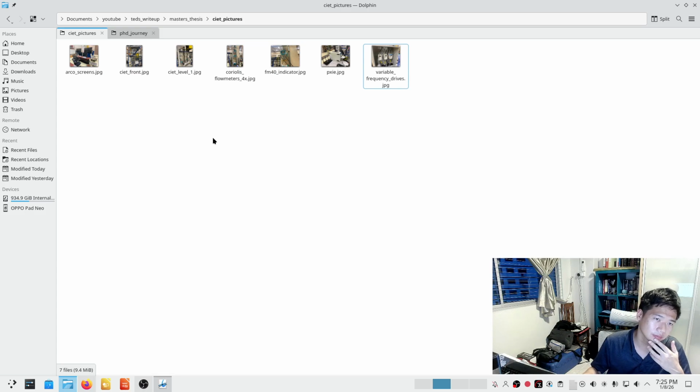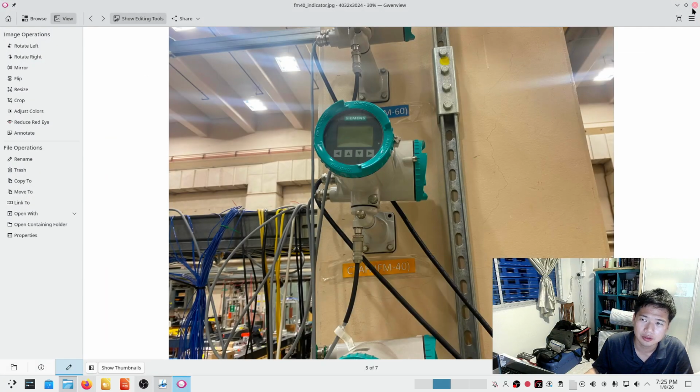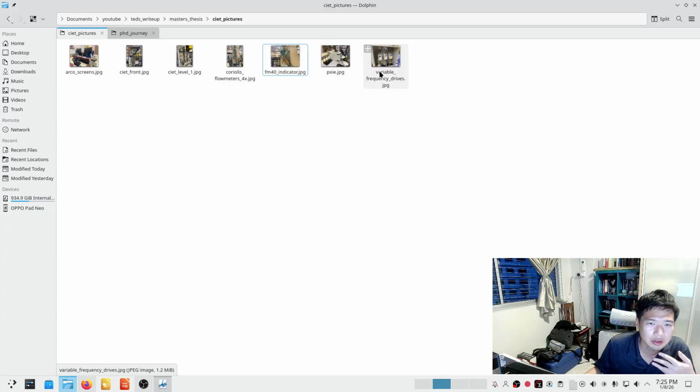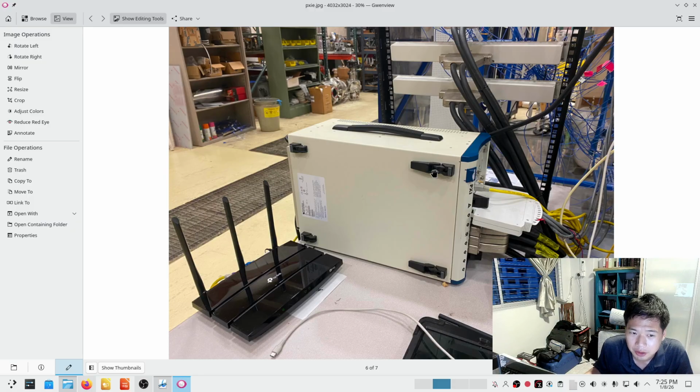Okay, so all these flow meters are here. For example, FM40 right here. Flow meters, variable frequency drives, and all the thermocouples will pipe their information into this PIC-C, and then it will go through the computer via a LAN cable.